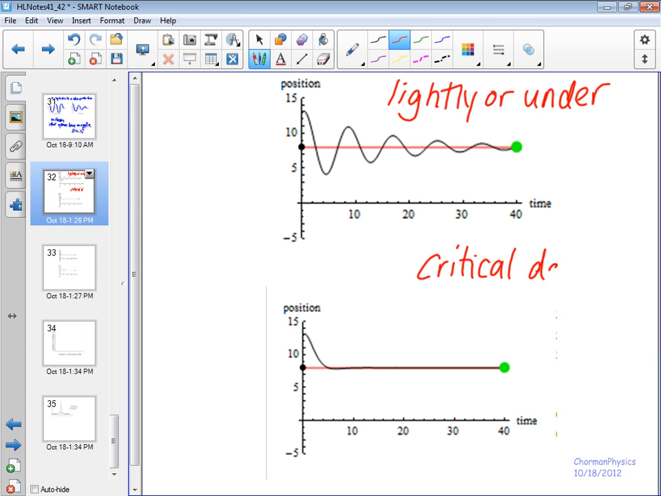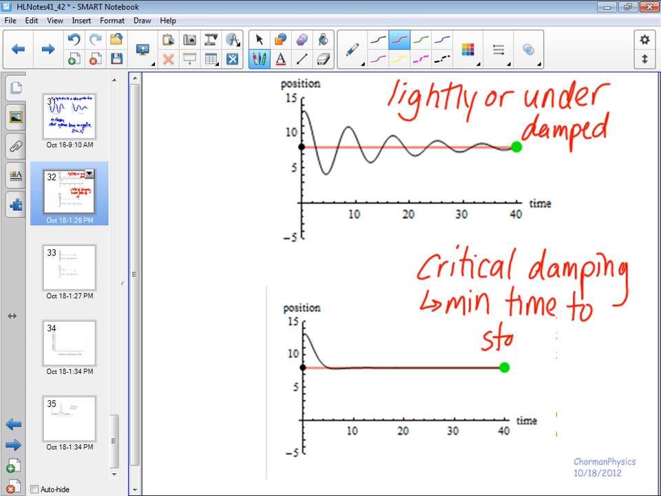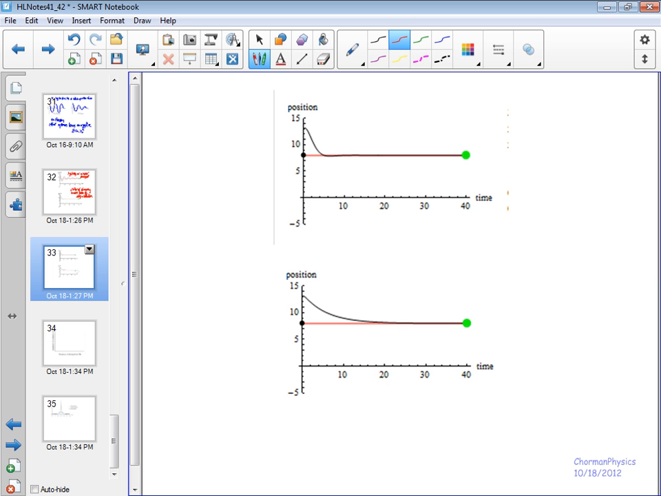Critical damping is when, compared to this light or underdamped case, you have the minimum amount of time to stop the oscillation. That's the ideal situation where you only have one oscillation. In other words, you go from the amplitude straight to 0 in the minimum amount of time.